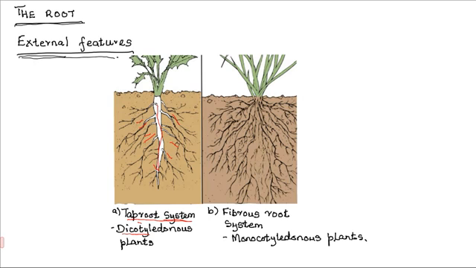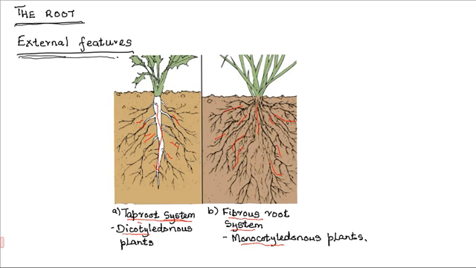The second one is the fibrous root system found among the monocotyledonous plants. In this system, in addition to the primary root, that is the radicle, several secondary roots, all of which are about the same size as the primary, also arise. So that we have a fibrous root system consisting of many roots of about the same size spreading from the base of the plant to the surroundings.